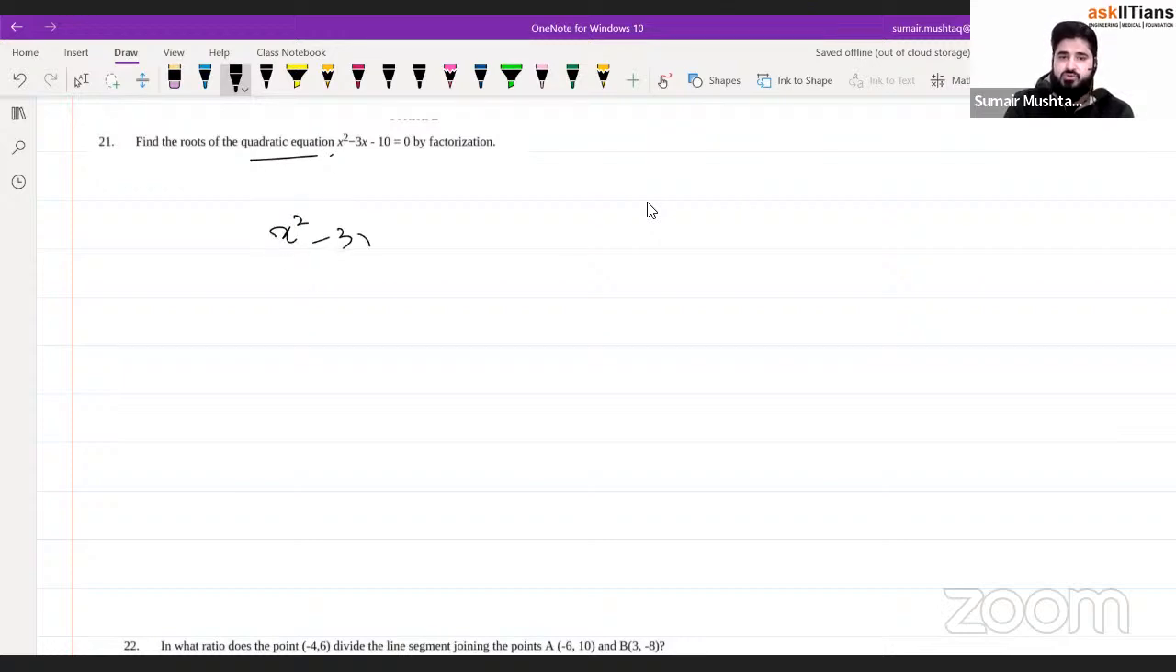By factorization, you mean to say? Yes, come on, tell me. By factorization, what do you mean? By splitting the middle term. Okay, how can I split the middle term? See, how can I split the middle term?